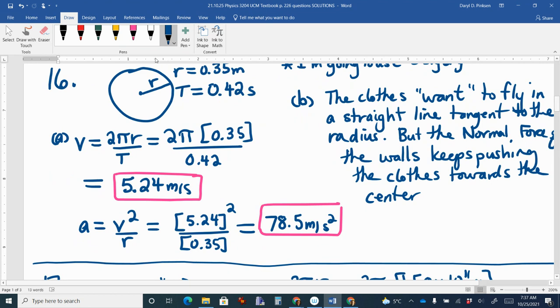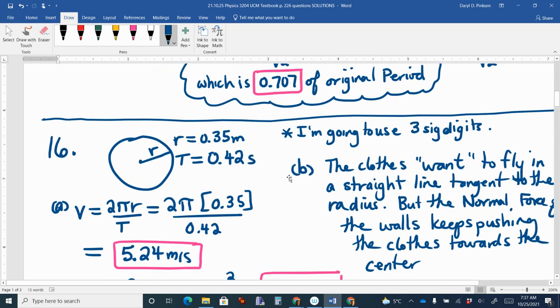Your v is 2 pi r over the period. So you're given the radius, you're given the period, you can find the speed. And then once you have the speed, you can just plug that into your centripetal acceleration equation. The a_c is equal to v squared over r, and we get 78.5 meters per second squared.